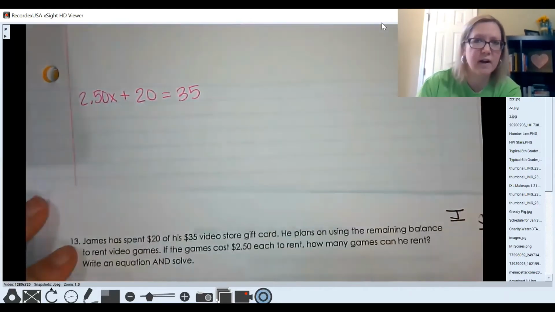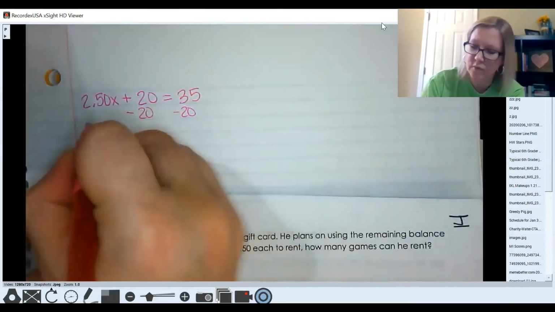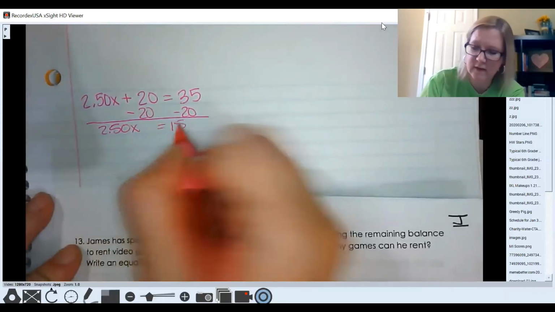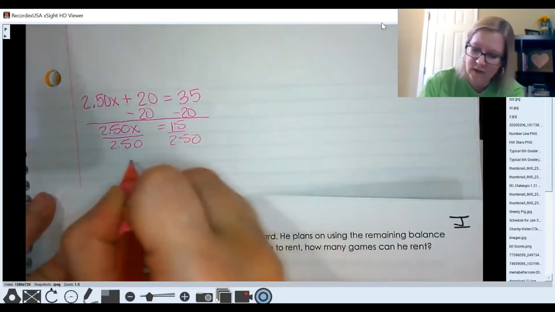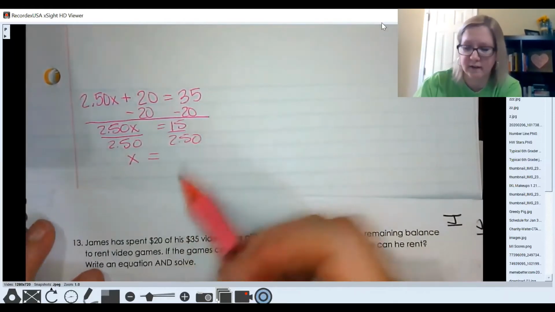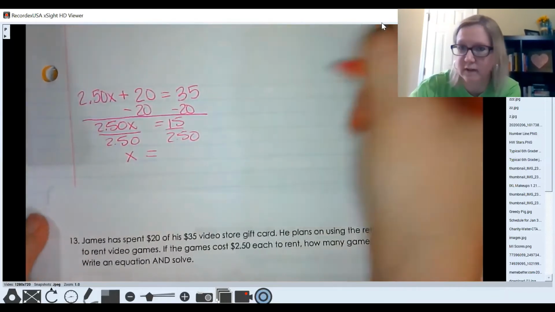So that's where this equation comes from. Now we need to solve for X. So subtract 20 on both sides of the equation. We're left with $2.50 times X equals 15. Divide both sides by 2.50. And we get X equals, and just a reminder in case we've forgotten how to divide by decimals, yes, you can use a calculator, but this is a skill we need to know.